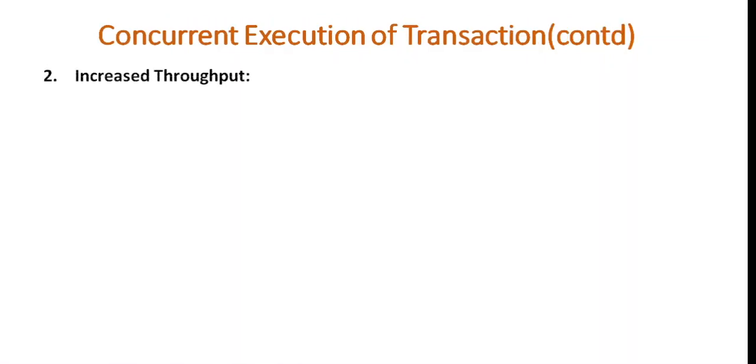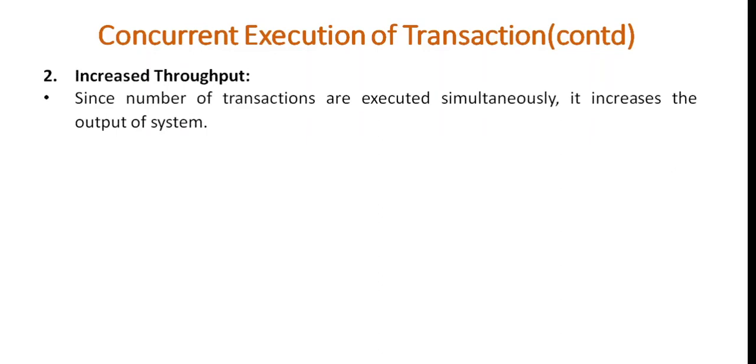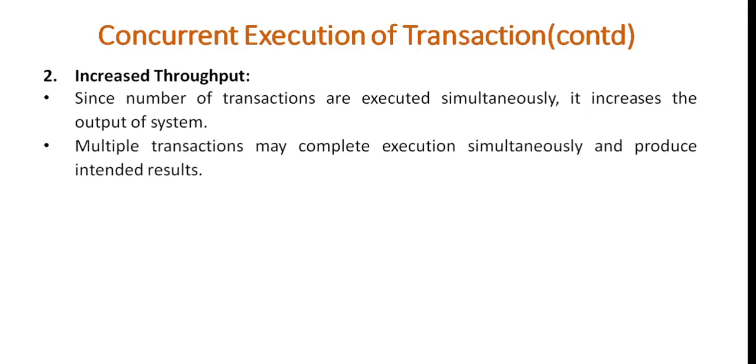The next advantage is increased throughput. Here in a concurrent execution system, multiple transactions are executing simultaneously, so it increases the output of the system. Multiple transactions can complete their execution at the same time and produce their intended result. That's why the throughput or the output of the system also increases.